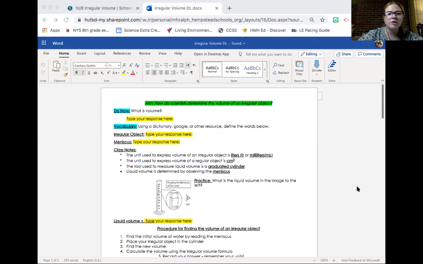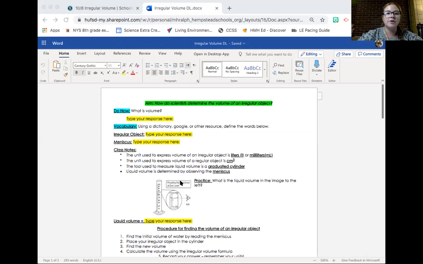Are we finding the volume of the liquid or the sphere? So technically, this should read centimeters cubed. That should be centimeters cubed. So I tried to trick you, but you cannot be tricked. So that is how we find the volume of an irregular object.